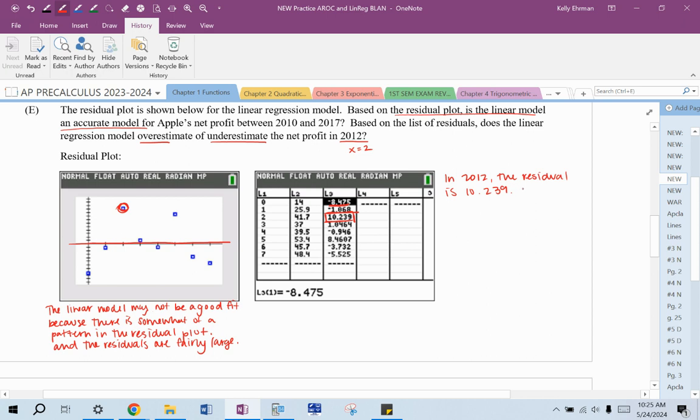So a positive residual indicates the model. Is the model over or under this point? It's under. So the model underestimates the actual net profit.